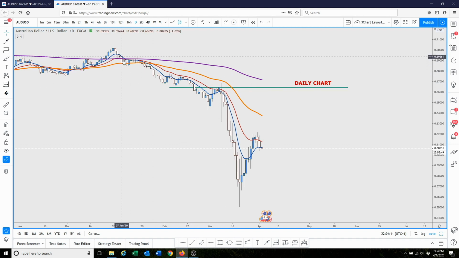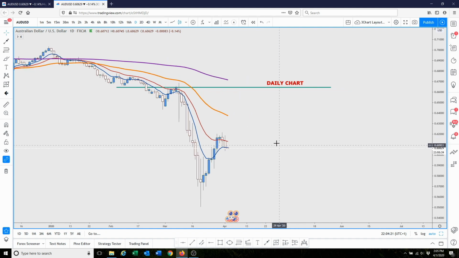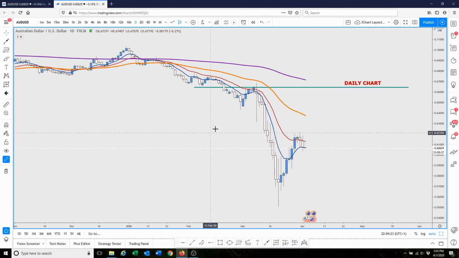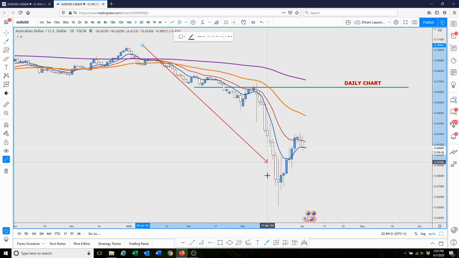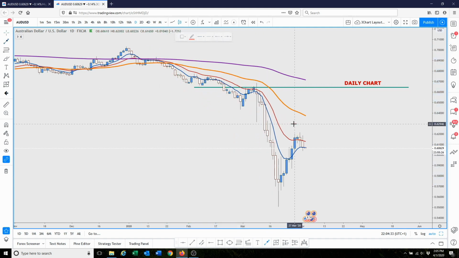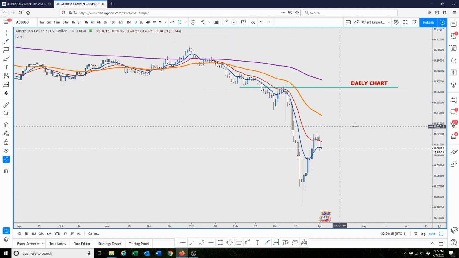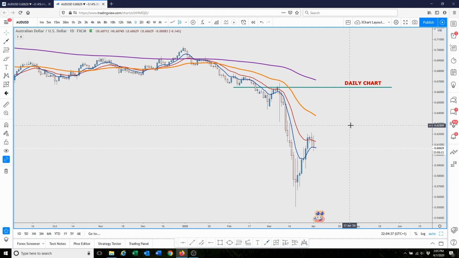Look here, it's making a lower low, a lower high, a lower low, lower high, lower low, lower high, lower low, lower high, lower low, lower high. So I need you guys to just be able to see that. I should have used the arrow, but it's making a lower low, lower high, lower low, lower high. You guys need to be able to identify that, and there are many examples on the lower time frame.